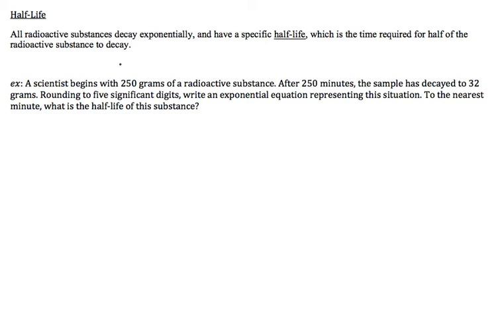Let's say a scientist begins with 250 grams of a radioactive substance, and after 250 minutes, the sample decays to 32 grams. Okay, so it's lost more than half of its weight in 250 minutes. Rounding to 5 significant digits, what we're going to do is write an exponential equation representing this situation, in other words, a model. And then to the nearest minute, we're going to figure out the half-life of the substance, which will obviously be less than 250 minutes because somewhere within that 250 minutes, it went from 250 grams to 32.